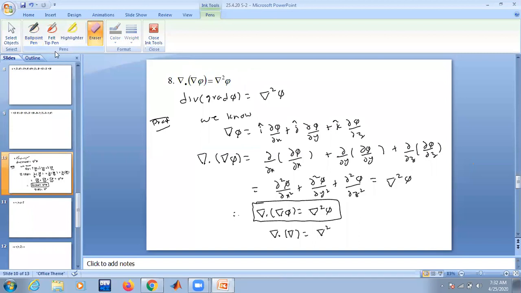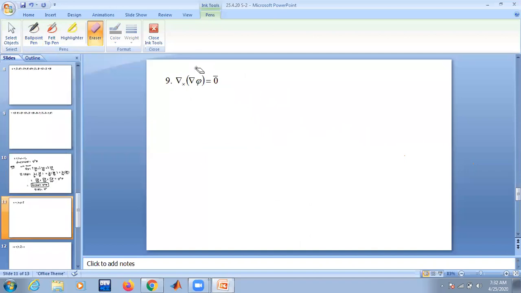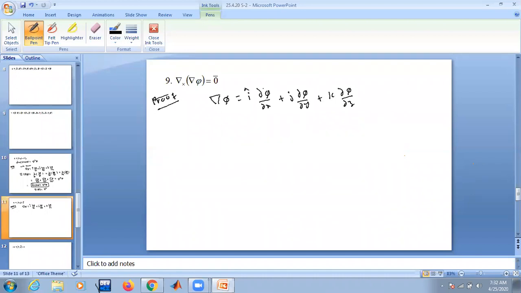Okay. Next result is curl of grad phi equal to 0 bar. Okay, so this is also easy to prove. What is del phi? Del phi equals i dou phi by dou x plus j dou phi by dou y plus k dou phi by dou z. Now to this vector I want to apply curl. Curl can be applied on a vector only, so curl can be applied on gradient of phi because it is a vector.